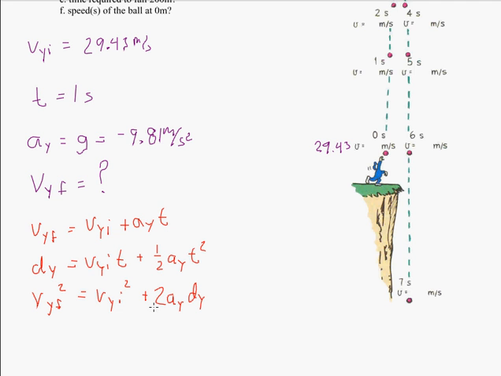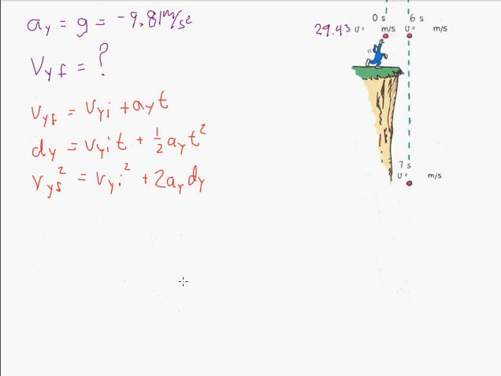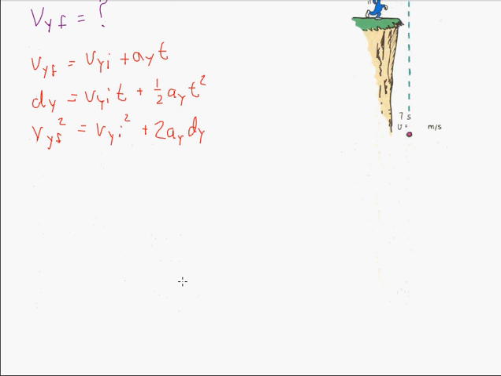Once again guys, don't be afraid of these y's, they're just telling you what axis I'm working in. Now you can take a look. You notice these values don't have displacement, so you can cross off these bottom 2 formulas. We're going to be using the first one: VYF equals VYI plus AYT. Let's plug in our variables. We're dealing with time 1. VYF equals 29.43 meters per second, plus your acceleration, negative 9.81 meters per second squared, times time, which is 1 second.